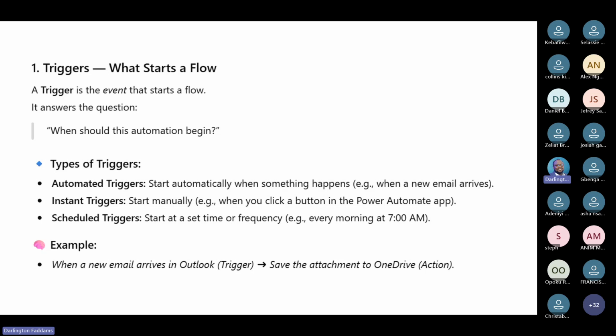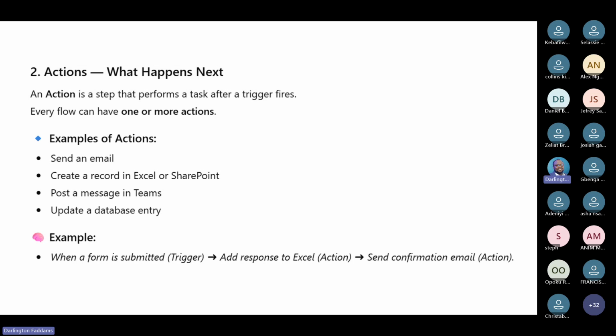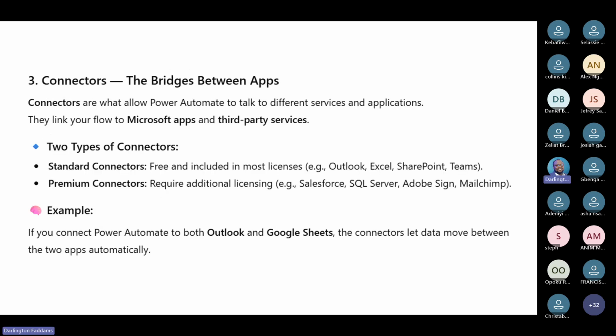And we are going to use a trigger when there is a new response in the Microsoft Forms. The instant triggers are also manual triggers like we saw yesterday. And of course, the action is a step. But when we say connectors, connectors allow Power Automate to talk to different services and applications. So they link your flow to Microsoft apps and third-party services.